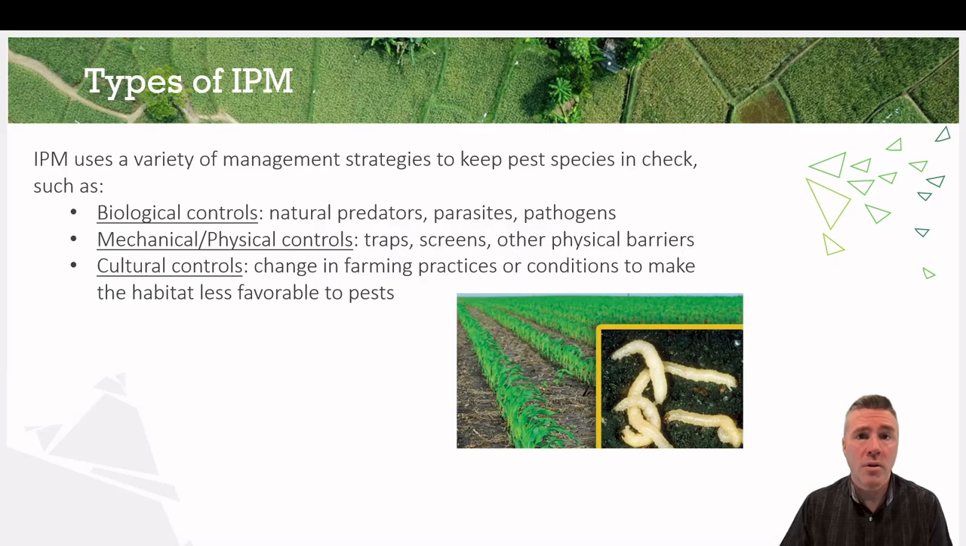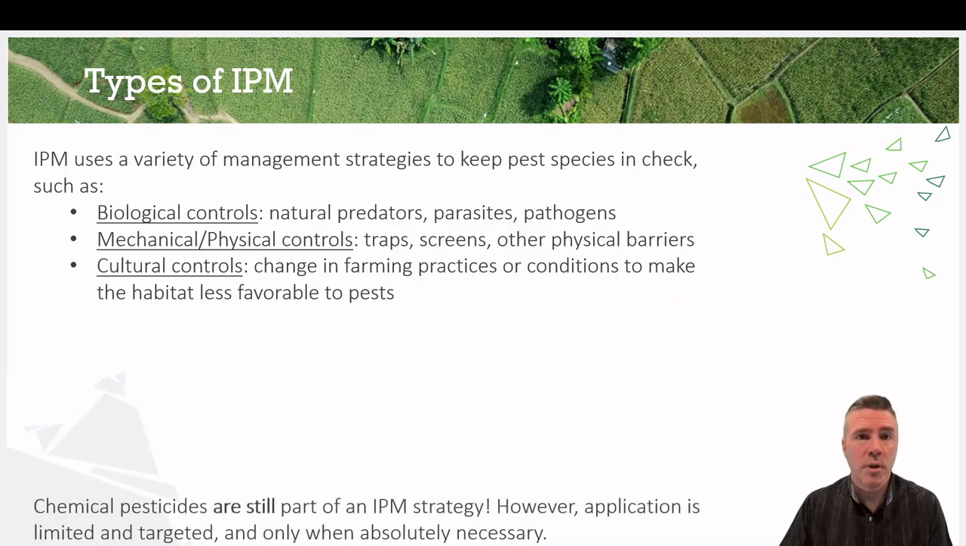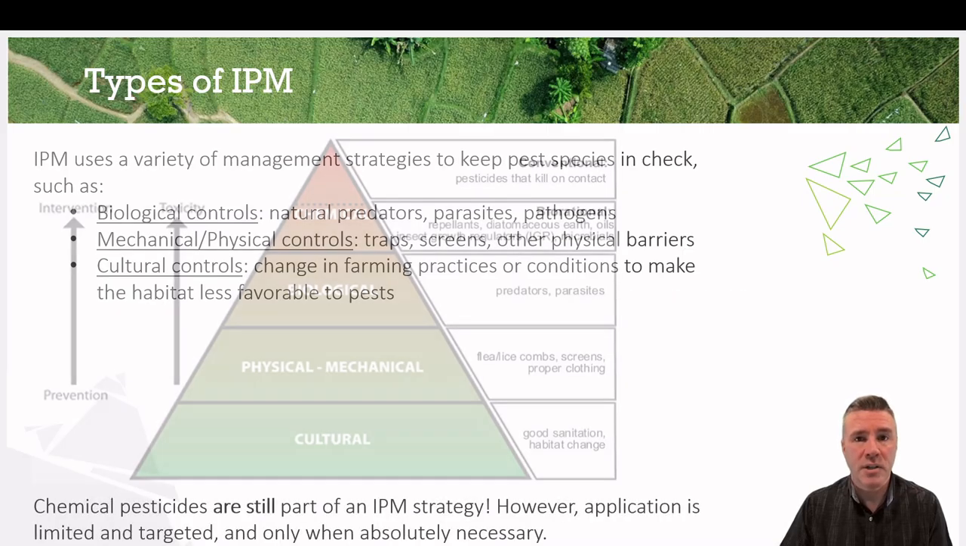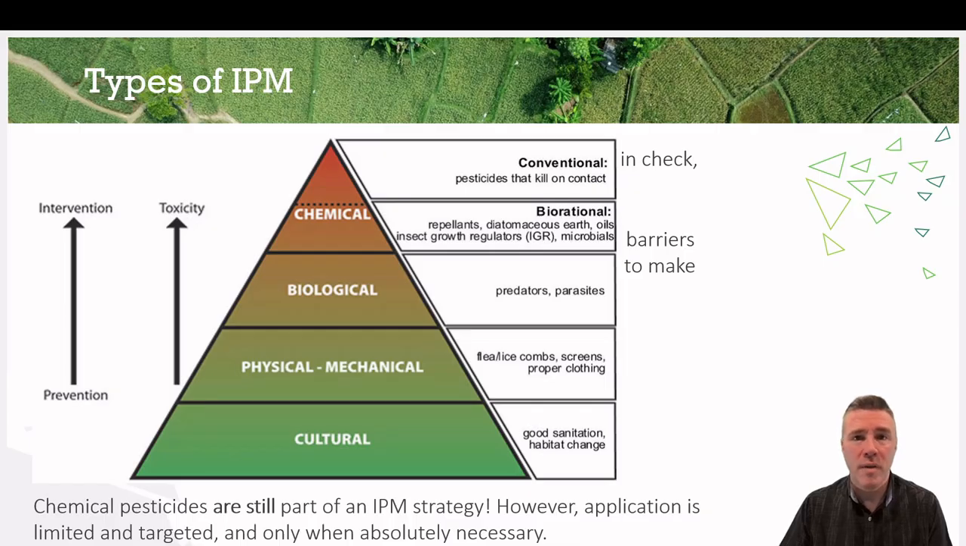Chemical controls are still used within IPM, but only in a limited and targeted fashion, usually when other methods cannot keep pests below threshold levels. The combination of these approaches creates a layered system that reduces reliance on chemical interventions. Ultimately, IPM encourages farmers to think ecologically and strategically about pest management.